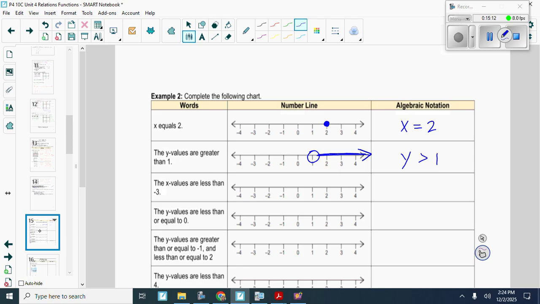When you were little, you probably learned your greater than and less than symbols. Maybe you put little alligator teeth on it, and the alligator would try to eat the larger number. In math, we read from left to right, so we would read y is greater than. So this is a greater than symbol.